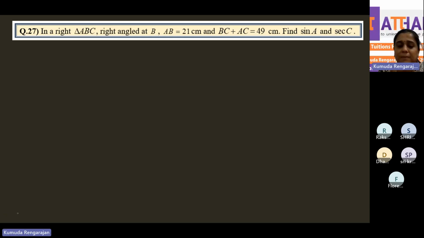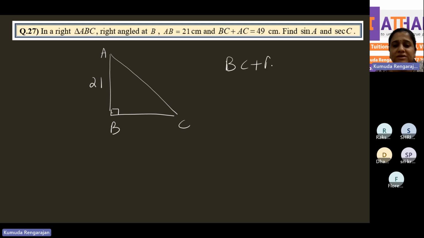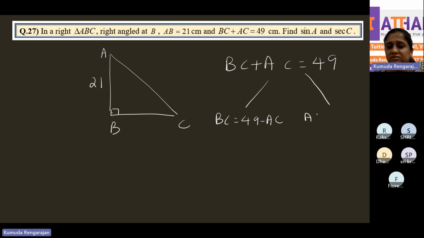This is similar. Right triangle ABC, right angled at B. AB is 21 and BC plus AC is equal to 49. So you can take any one of the two. Either you can take BC is equal to 49 minus AC, or you can take AC is equal to 49 minus BC. Any one of the two. Don't change both.